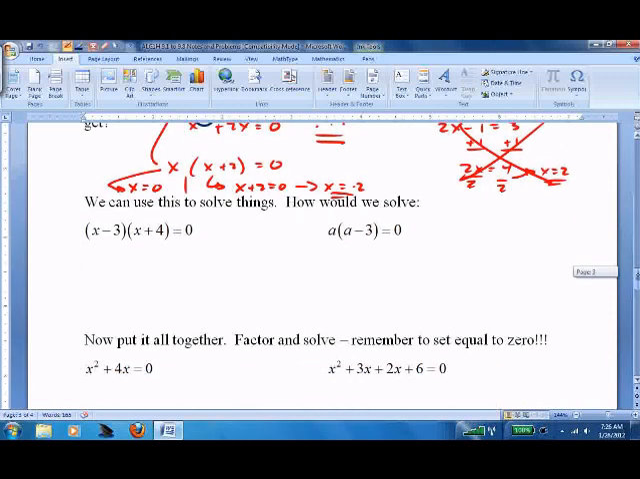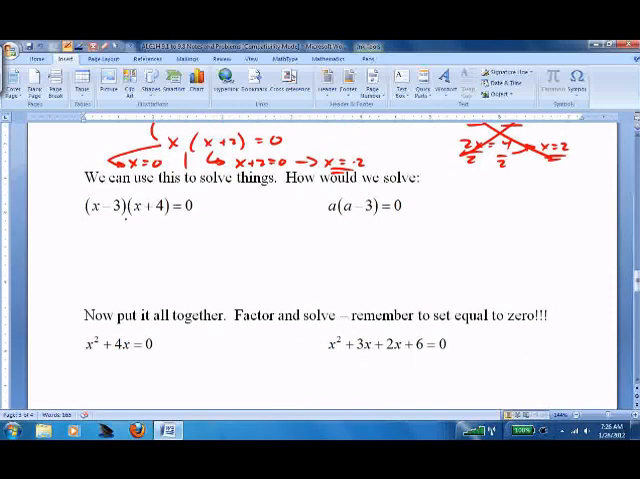Let's just put it into action and see what it does. X minus 3 times x plus 4 equals 0. Break it in half. Either one of these could equal 0. If I put in 3, this one's 0, this one's 7, but 0 times 7 is 0. I put in -4, this one is 0, this one is -7, but 0 times -7 equals 0. Works. This one looks a little bit confusing. It's not.